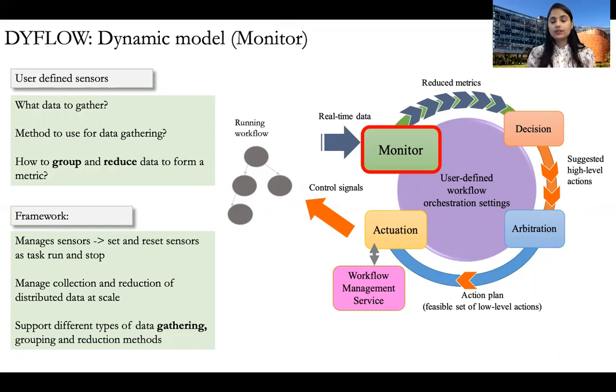For customization here, the constructs allow users to set sensors. Each of the sensors allows users to specify what information they want to gather at runtime, how this information can be accessed, what the data gathering method is, and how the user wants to group and reduce this information to simplify it. The framework manages these sensors at runtime, sets and resets them as the tasks come and go, and manages the collection of data at scale. The framework also provides users with different kinds of gathering, grouping and reduction methods to help them customize their requirements.